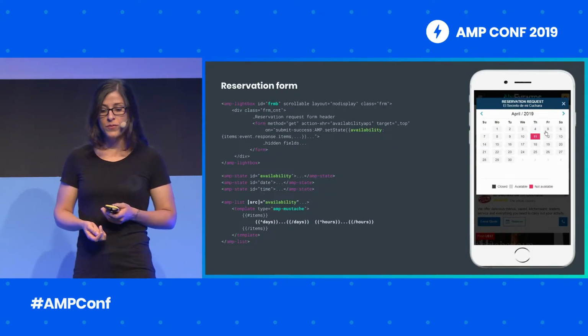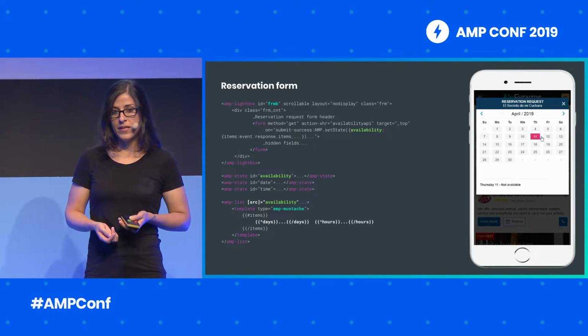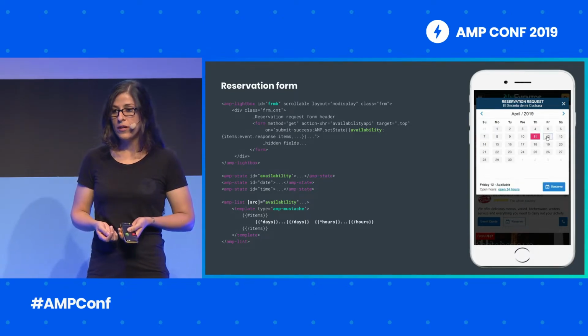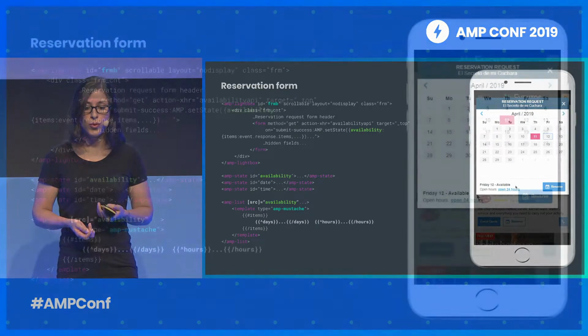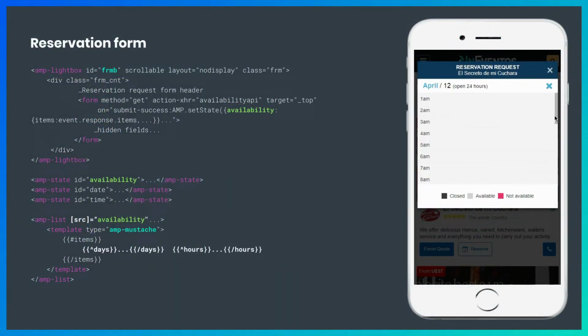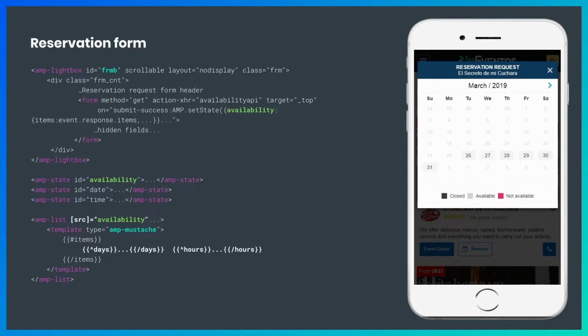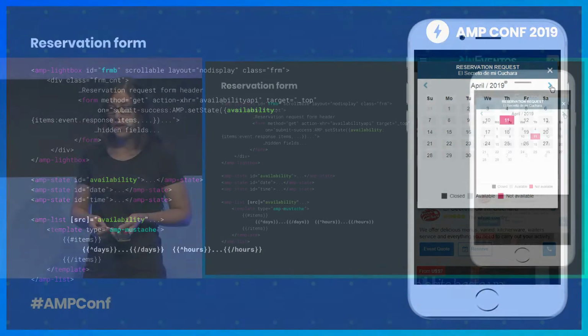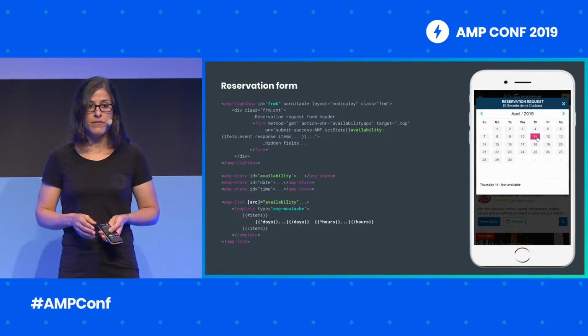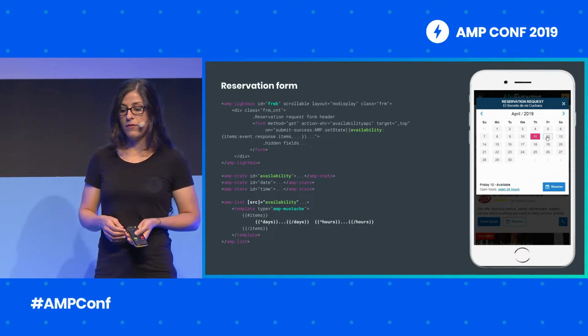Here in the reservation form, we use 3 AMP state instances, one for availability check and the other 2 to hold the date and time selected by the user. When the user changes the month in the calendar, it triggers a request that retrieves available days in an AMP list with a mustache template. In the same way, when the user selects a date, it triggers a request that retrieves the available hours for that date. With AMP bind, we toggle visibility of month, day, and form views.